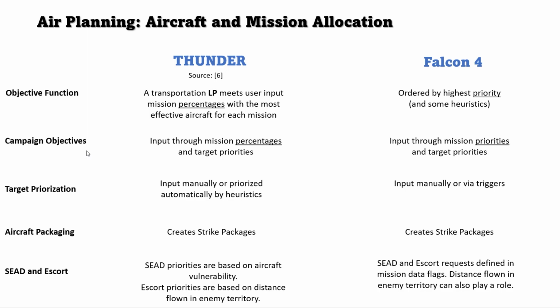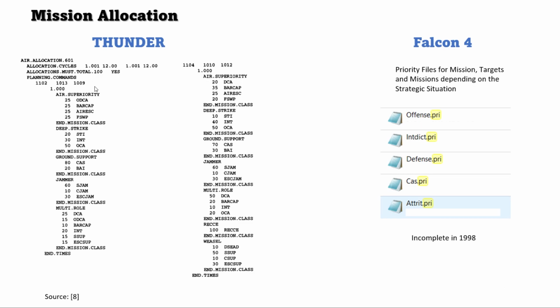So the next point: campaign objectives are selected very similarly in Thunder as well as in Falcon 4. Both use the notion of target priority, but differ on the mission aspect. Thunder uses mission percentage and Falcon 4 uses the notion of priority. In this next slide you can see what I mean by mission percentage. This is an extract of the air allocation file of Thunder on the left side. The missions were grouped in different groups: air superiority, deep strike, and the mission allocation in percentage inside each group was hard-coded for a given time frame.